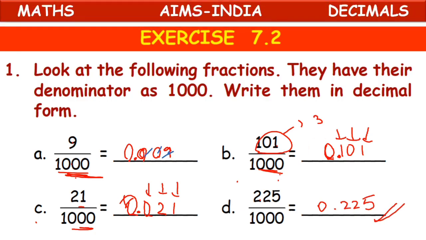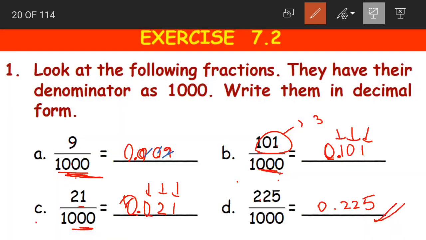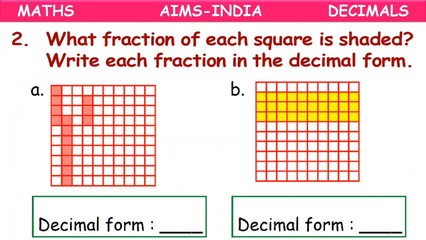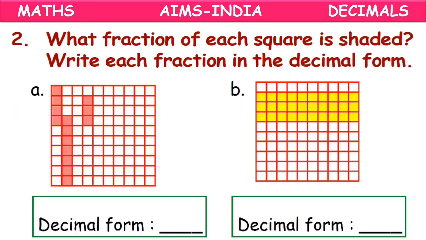0.225. Yes, so this is how we convert a fraction into a decimal number, where the denominator is a friendly denominator. That means it is either 10, 100, 1000, 10,000 or so on. Here we are having a few more problems. You can try solving these at your home, children.